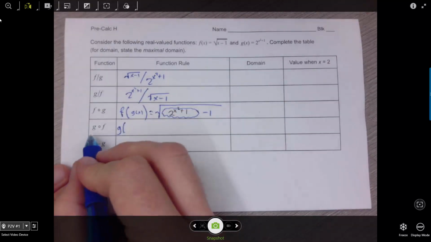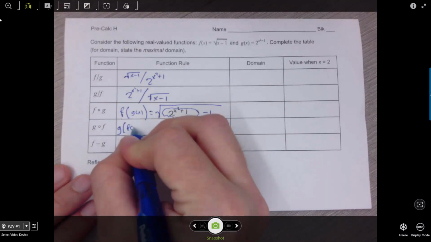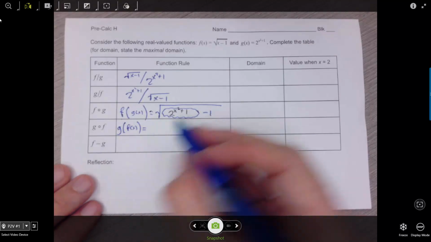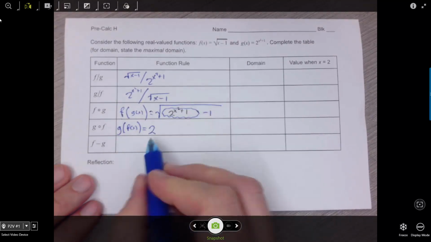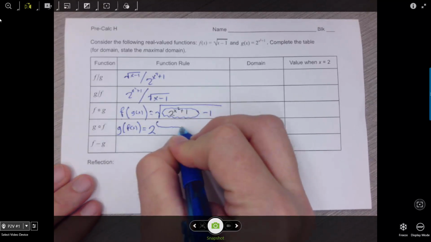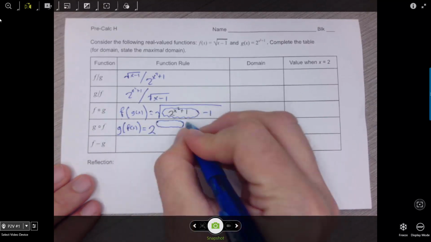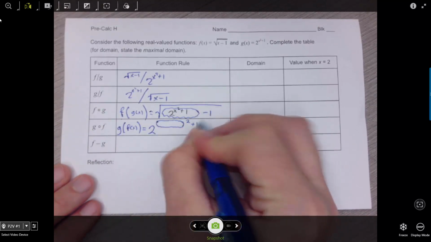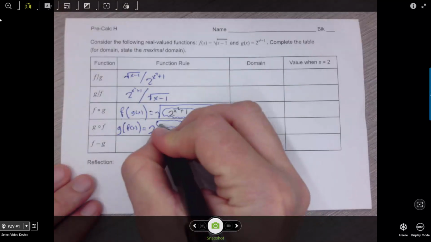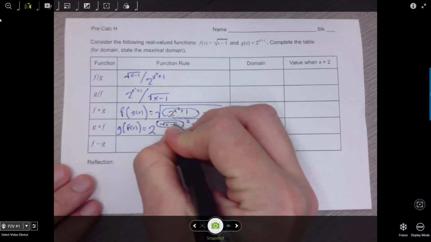G of f is just the other way. It's g of f of x. So g is the outer function. F is the inner function. So again, I'll write the g function, but with a blank. So the g function is 2 to the something squared plus 1. And in this case, the something is square root x minus 1.